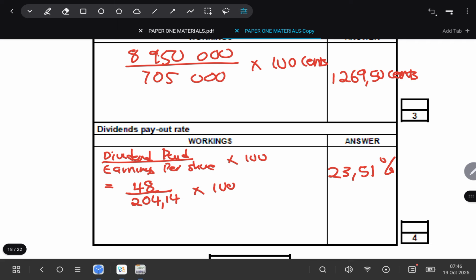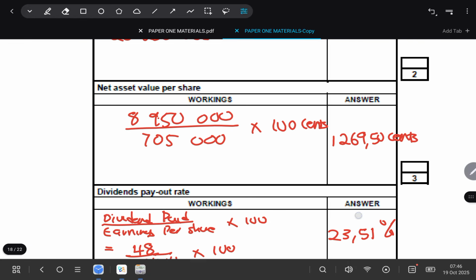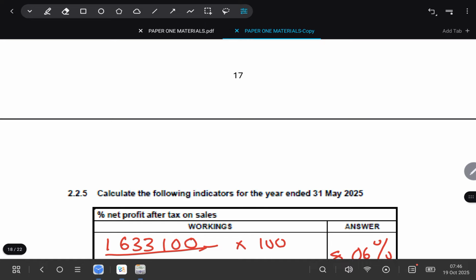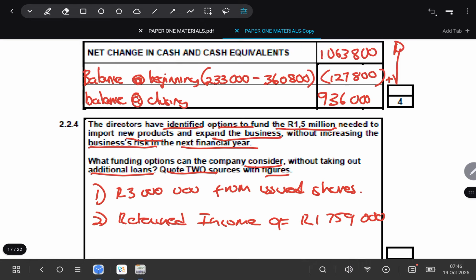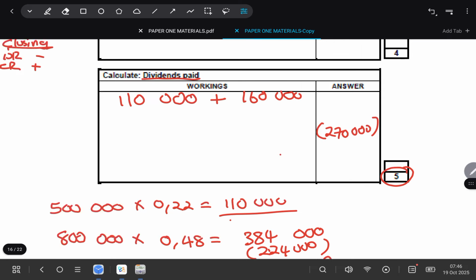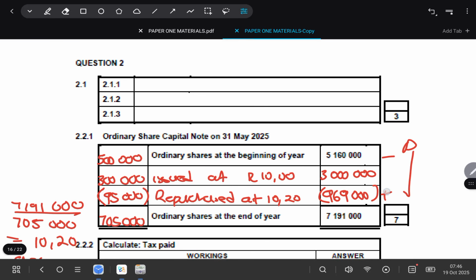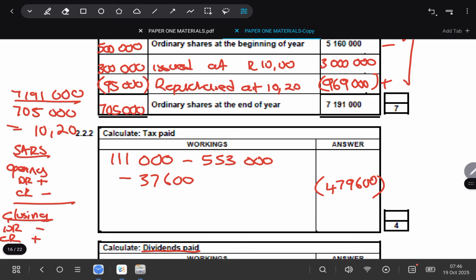So obviously, guys, what is important when you calculate this is that you need to make sure that if you are using rand, your dividends paid and your earnings per share should both be in rand. If you are using cents, everything should be in cents. I hope that, guys, this lesson has helped you a lot. And then remember, you were supposed to complete this in about 30 minutes, but because I'm explaining for you and I want you guys to understand, we went about 10 minutes extra.